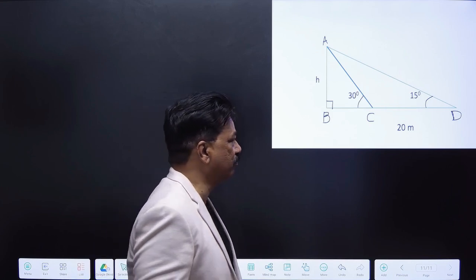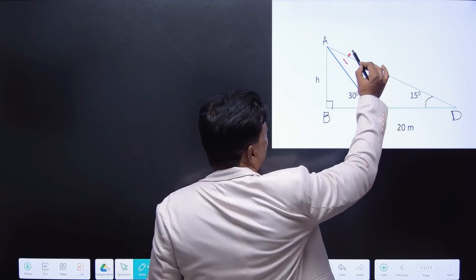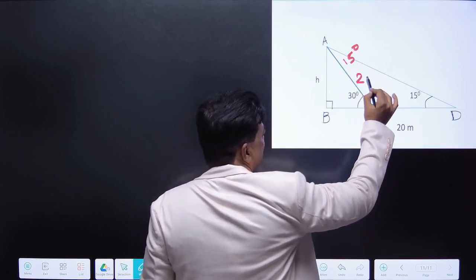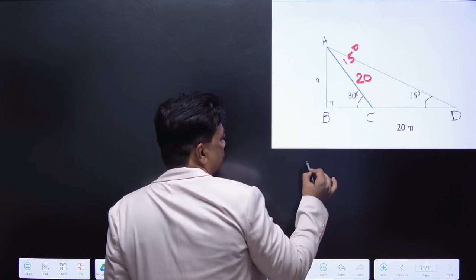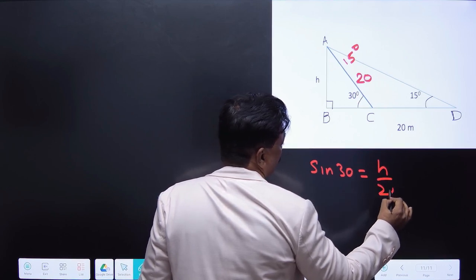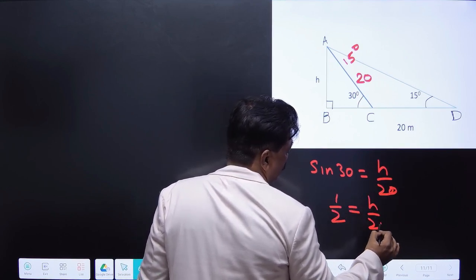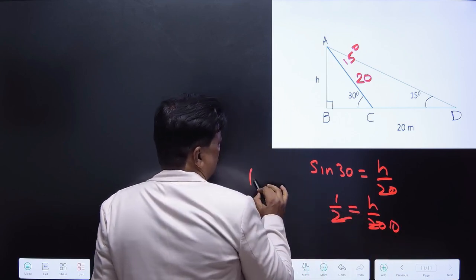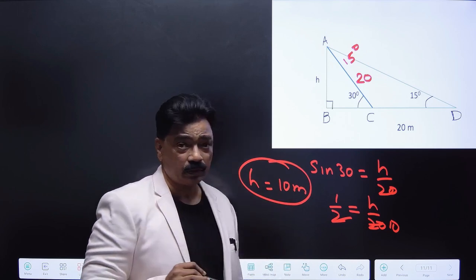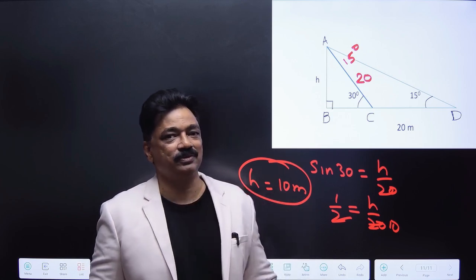But this is the simplest of questions. If this is 15, this is 30, this is also 15 by the exterior angle property. If this is 20, it is isosceles. Now this is 20, isn't it? So the height will be sine 30 is equal to h by 20. Now sine 30 is 1 by 2. That means h by 20, so h is equal to 10 meters is the answer. So this actually is a 1-mark or 2-mark question, but this is a high order thinking skill question.